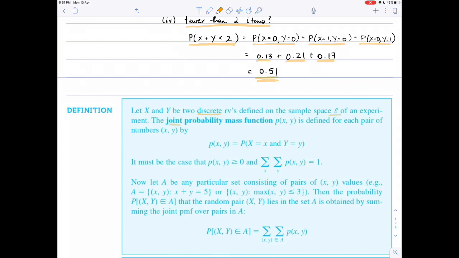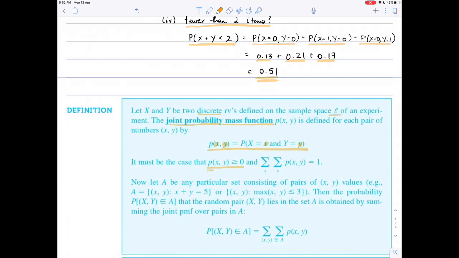The joint probability mass function, the joint PMF, P of xy, is defined as this. P of xy is the probability that X is some small value x and Y is some small value y. Those are the numerical values, x and y, that go in there. The discrete joint probability mass function must satisfy two characteristics.